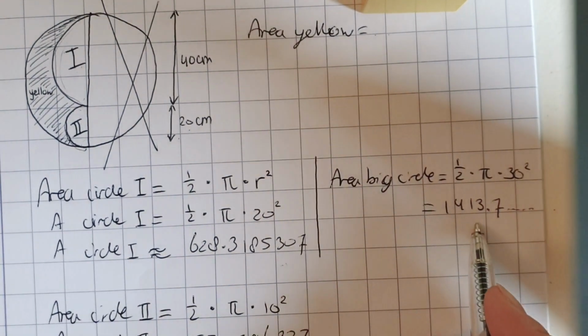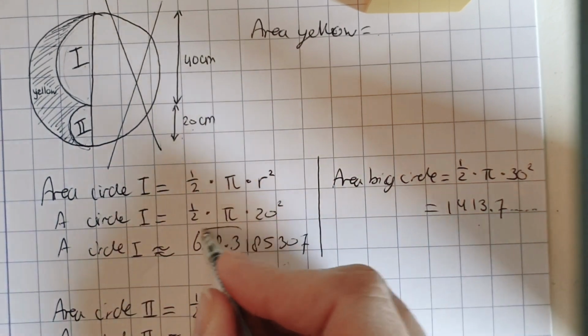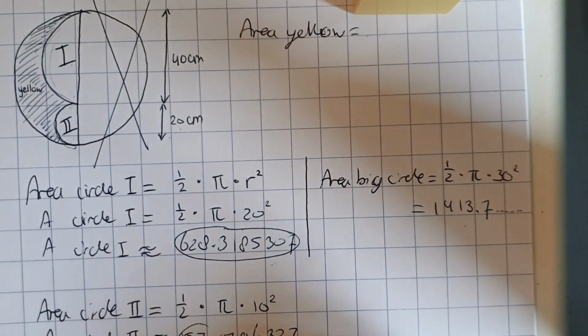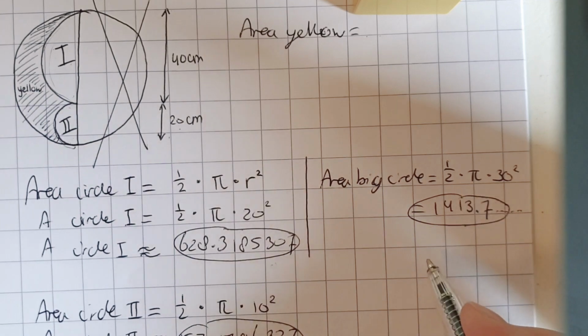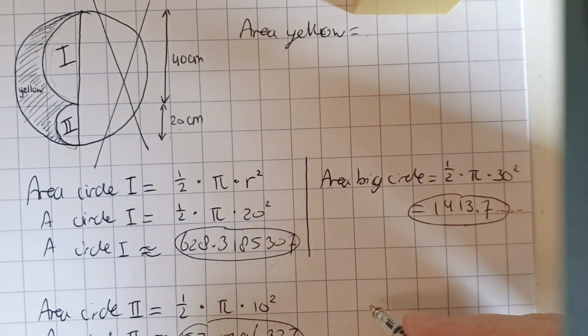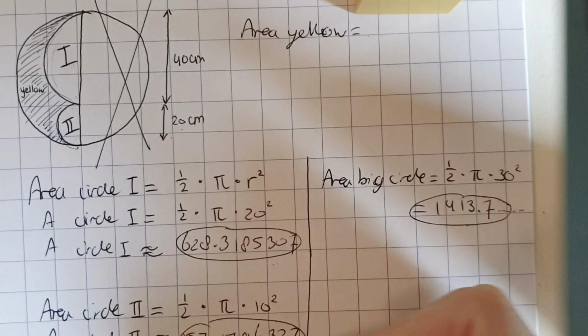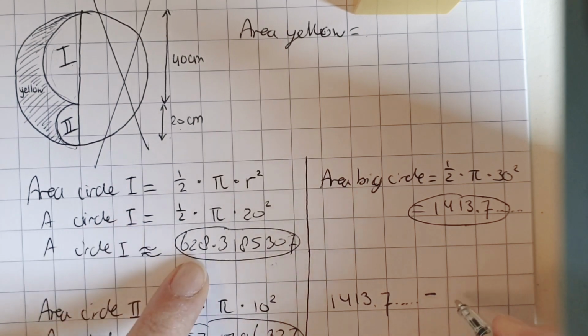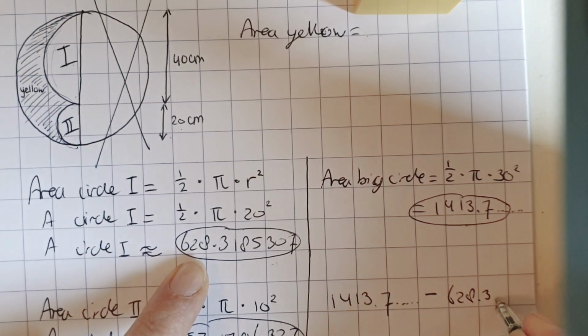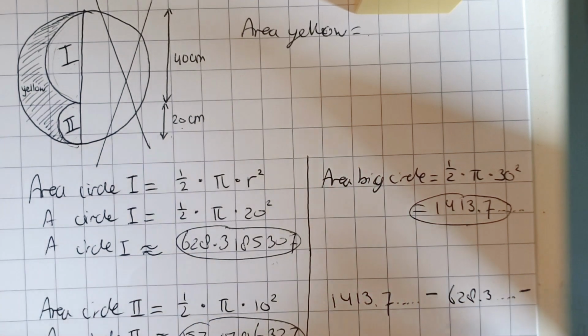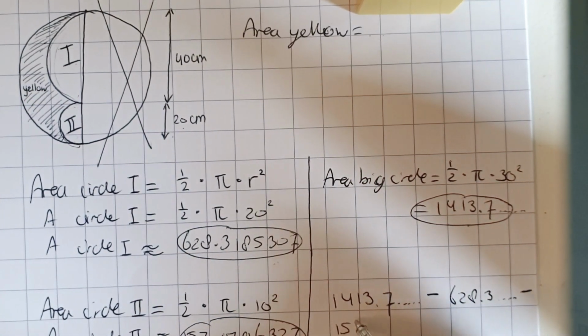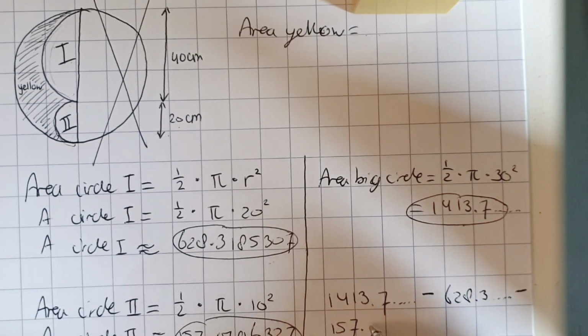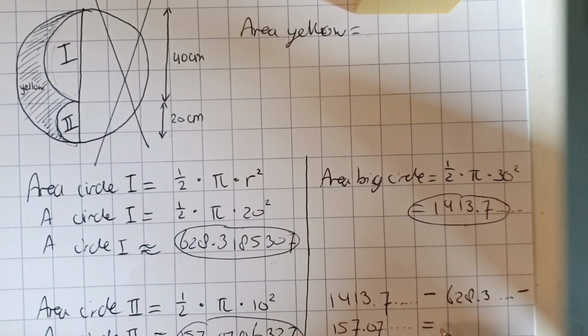Then, what I'm going to do is, let me put circles around this, because I'm going to use all these numbers. My final calculation is this number, minus this number, 628.3, minus this number, 157.07. That is what I'm going to calculate.